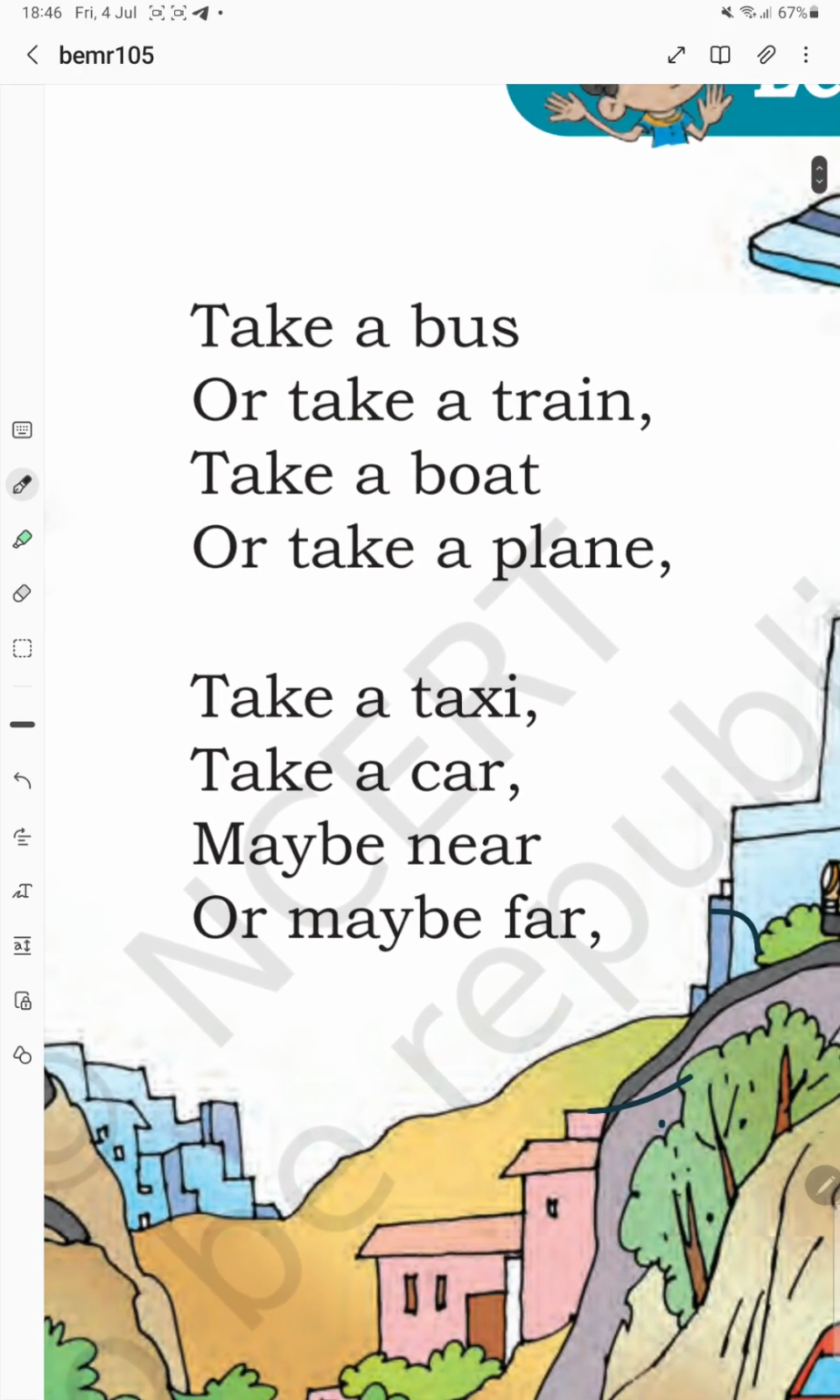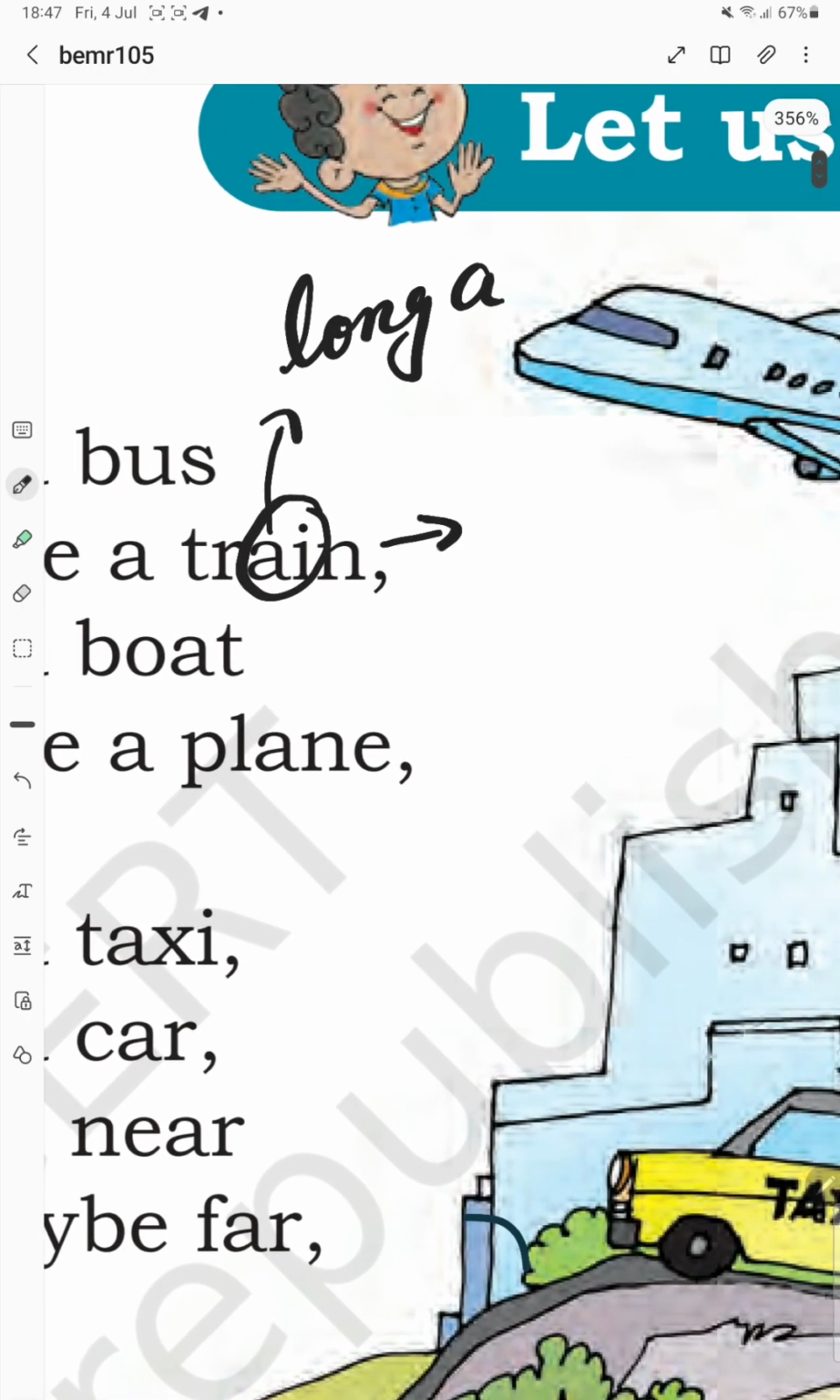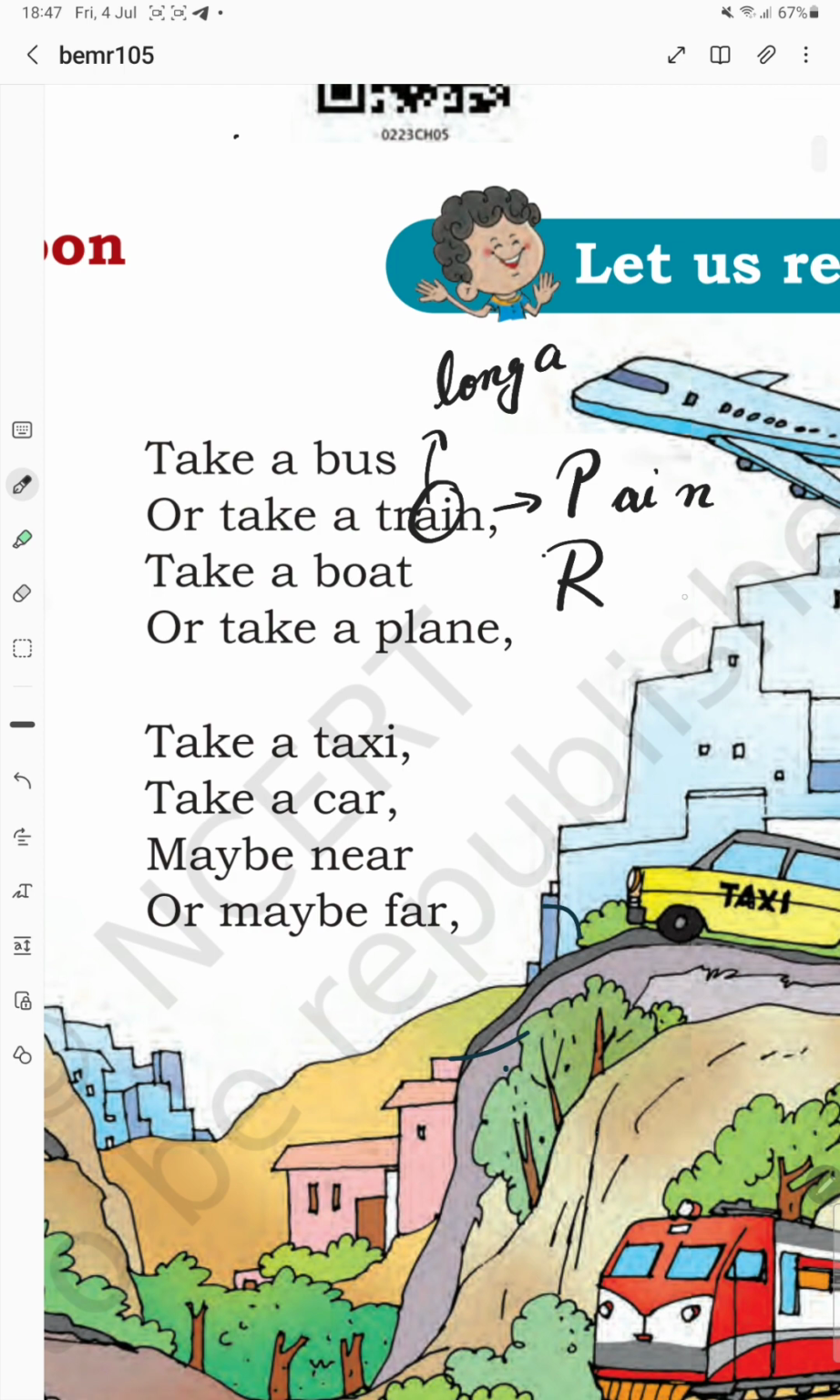Take a train. Here, the sound of ai is again very tricky. Why? Because students used to read it like t, r, a, e, n, and suddenly remember that it is called train. So we should remember that whenever a and i come together, it gives the long a sound, just like in the words pain, rain, and main. So whenever a and i come together, this will give the long a sound.